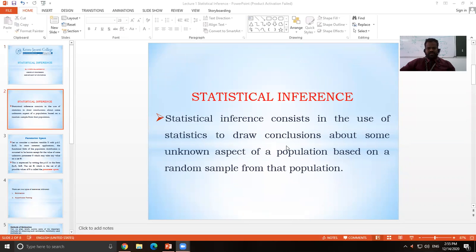Statistical inference consists in the use of statistics to draw conclusions about some unknown aspect of a population based on a random sample from that population. First, I have to draw the samples from that population. After that, I have to find the sample statistics values. These sample statistics values are used as an unbiased estimate of the population parameter value.